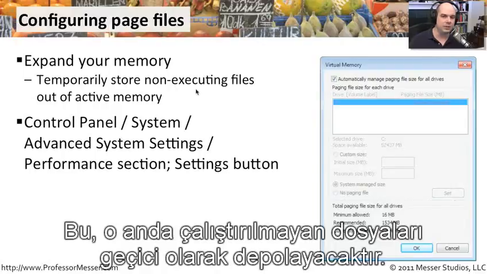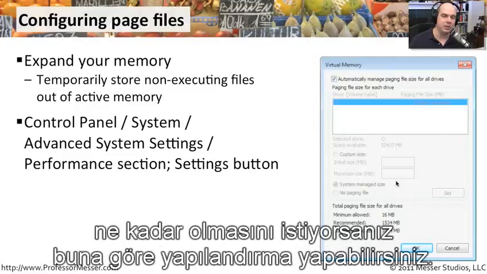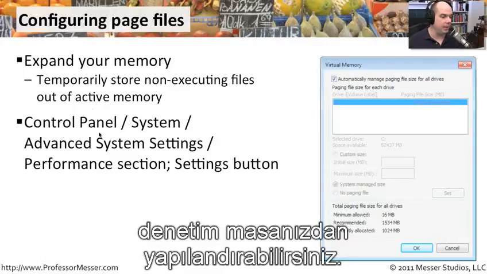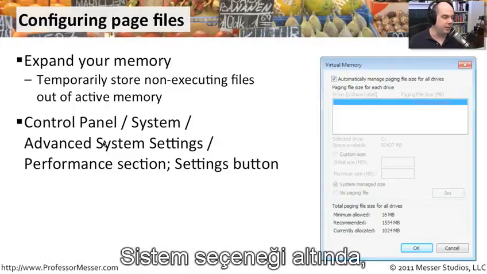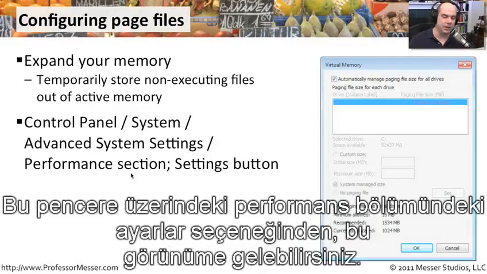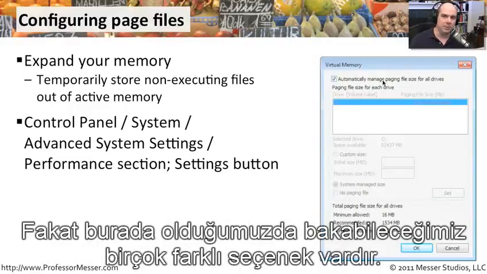They will temporarily store those non-executing files, and you can configure exactly how much space you'd like to use on your hard drive to be able to do that. So of course you have to have hard drive space available, and you would configure that in your control panel under the system option. There's an option for advanced system settings and a performance section on that window, and a settings button you can go into that brings up this configuration. So quite a few steps to get down to the virtual memory, but there are a number of different options that we can look at once we're there.